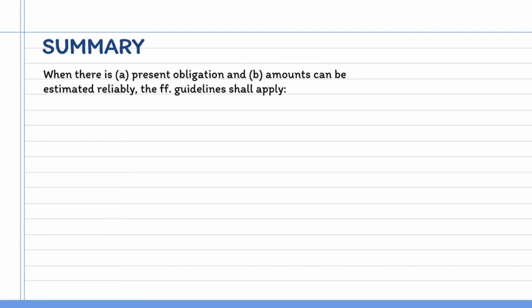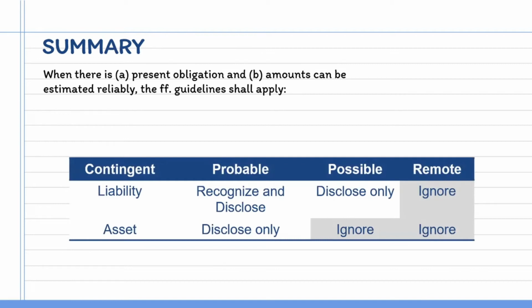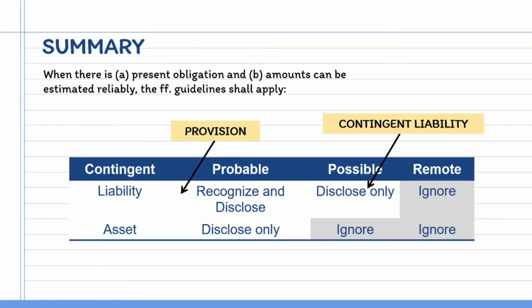And for us to recall yung mga diniscuss natin kanina, ito yung summary. When there is a present obligation and amounts can be estimated reliably, the following guidelines shall apply. Kapag ang liability mo is probable, then it is recognized and disclosed. Treated siya as a provision. If possible naman, disclosed lang, then treated siya as a contingent liability. Kapag remote, ignored. Asset, if probable, i-disclose siya sa notes and treated siya as a contingent asset. Kapag naman possible or remote, ignore.